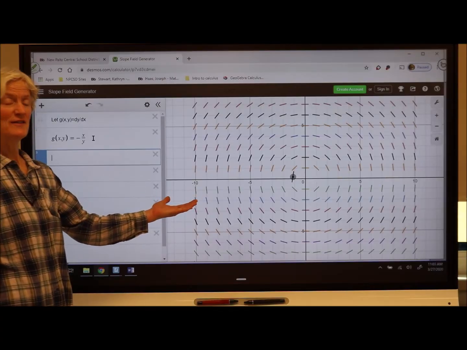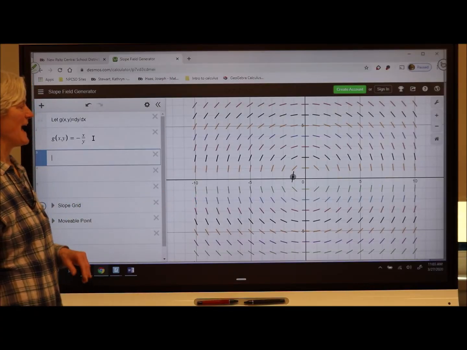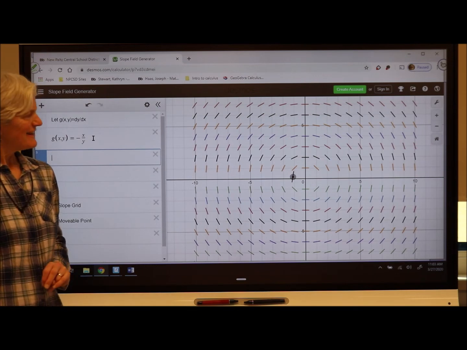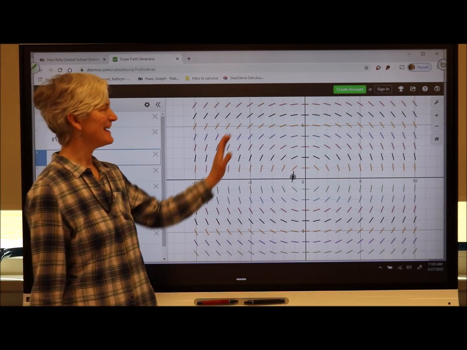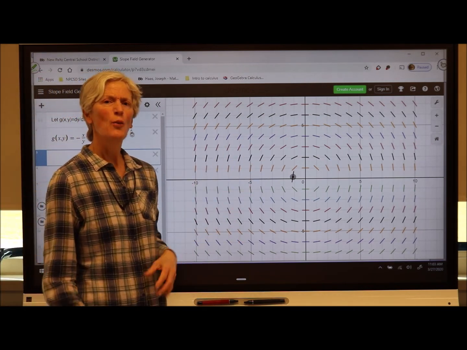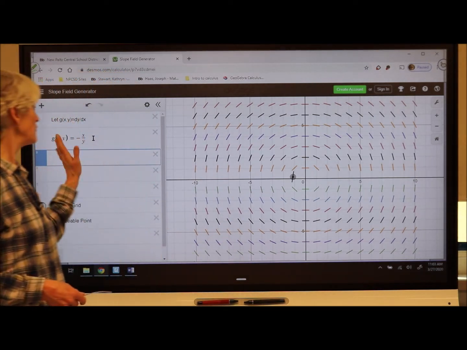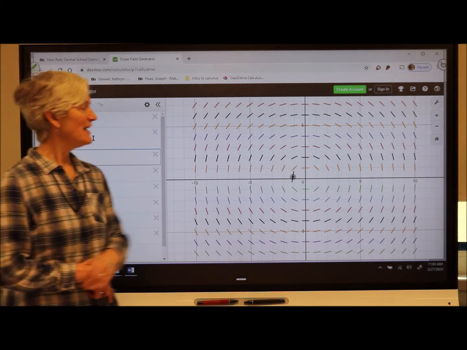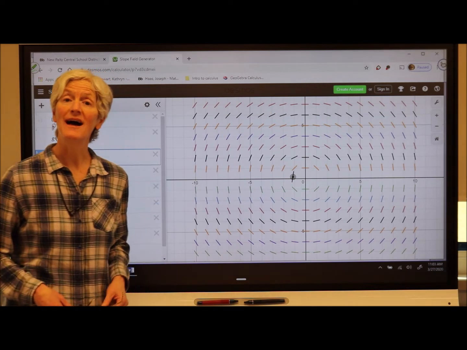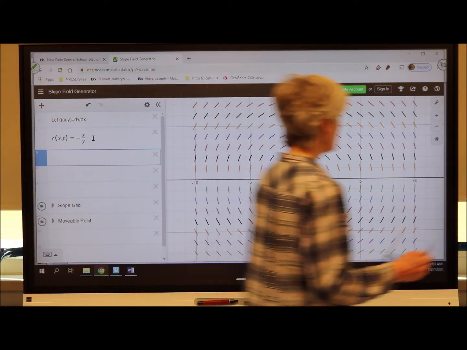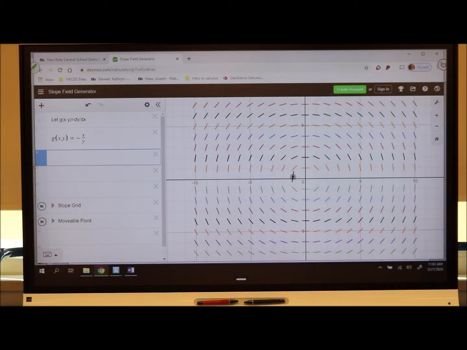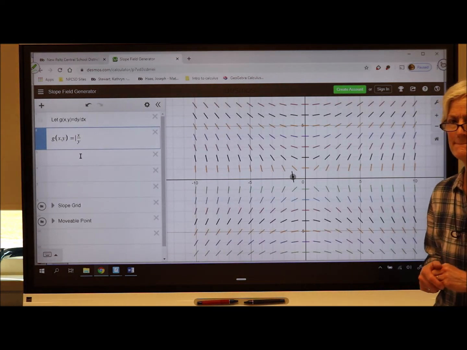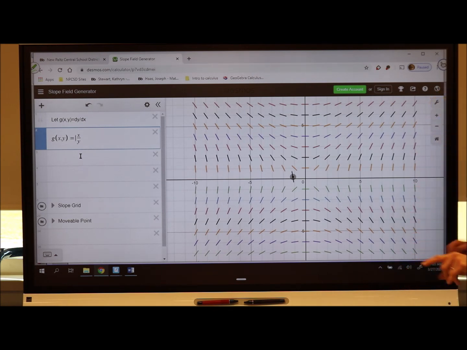Here's a nice version of the slope field that we just did by hand, and you can see very clearly that this is suggesting what the solutions to this differential equation will look like. Either a semicircle or a half circle. Hey, let's just play with this. What do you think this differential equation would look like if it were just x divided by y? Let's try it. Drum roll, please.